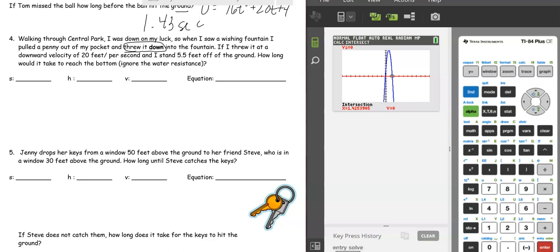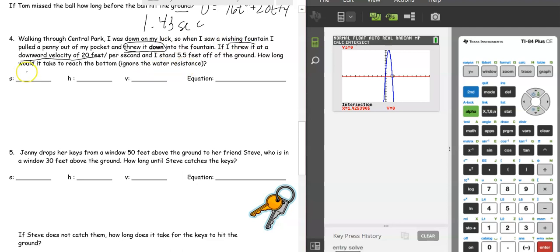If I threw it at a downward velocity of 20 feet per second, and I stand 5.5 feet off the ground, how long would it take to reach the bottom of the wishing fountain, ignoring water resistance, everyone?